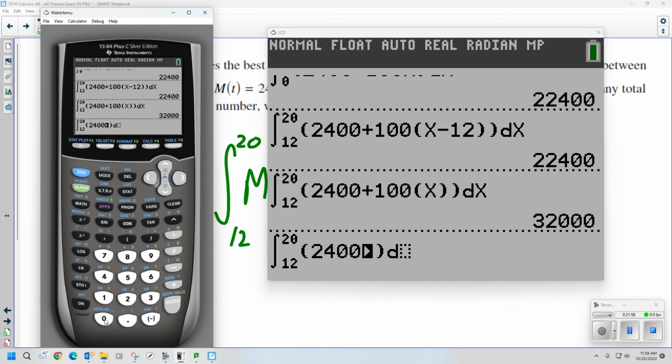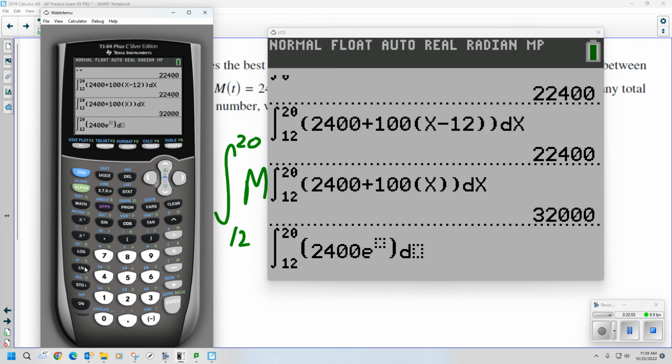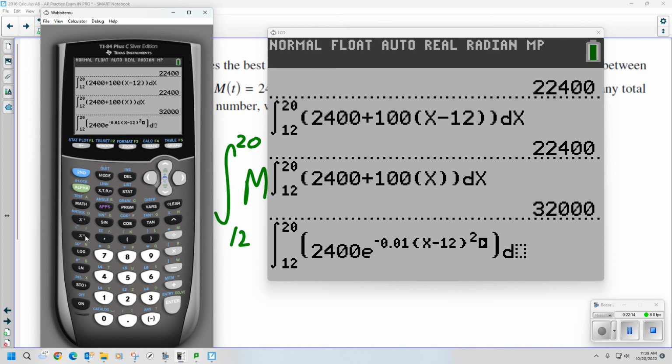2400 e raised to the negative 0.01 (x minus 12) squared. I'm going to type that exactly as they give it to me. Okay, and that's it. dx. And just to be safe, I'm going to look at my paper and make sure it's 2400 e to the negative 0.01 (x minus 12) squared. All right, yeah, hit enter.